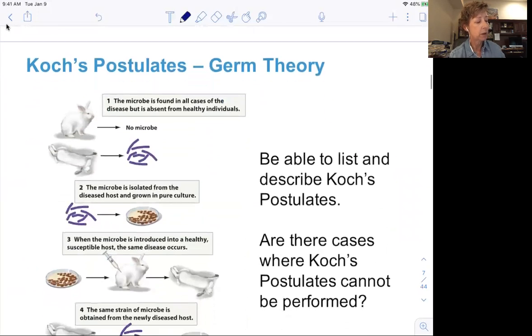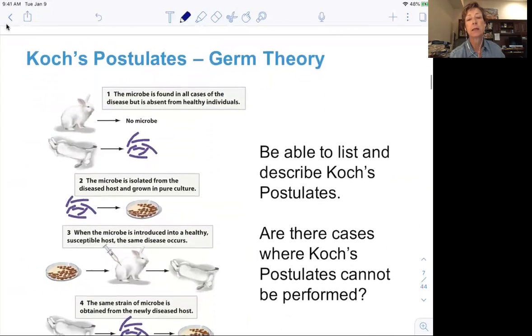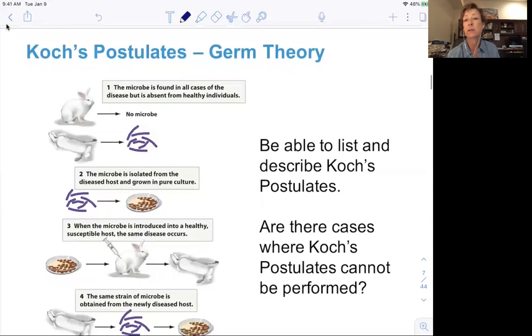So Robert Koch was a German physician, and he was working on a disease called anthrax, which is known to kill cattle. It can also be deadly to people as well. So he was able to culture the bacteria in a lab he actually set up in his own house. And this organism was the organism Bacillus anthracis.